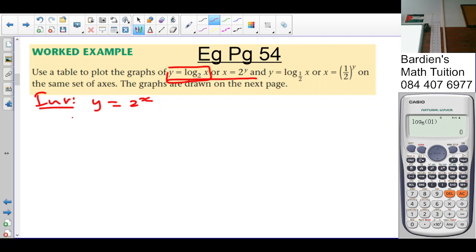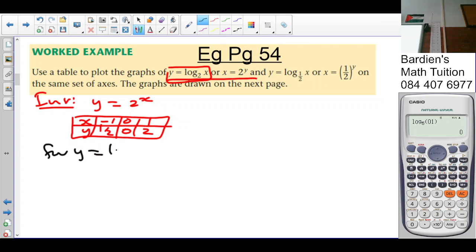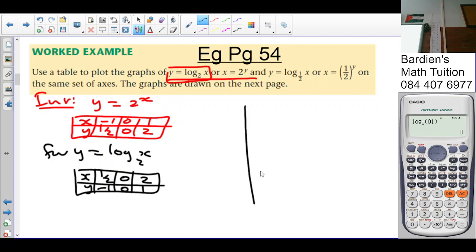So what we do is, we get our values. What's our values? Minus 1, 0 and 1, which corresponds with half, 0 and 2. So when I draw the log graph itself, y is equal to log x base 2, then what will the values be? So y will be negative 1, 0 and 1, and x will be a half, 1 and 2. And those are the values I'm interested in. So let's go with that graph first.